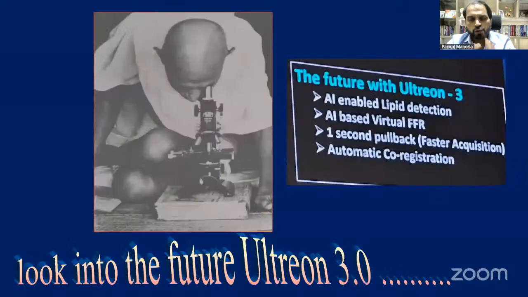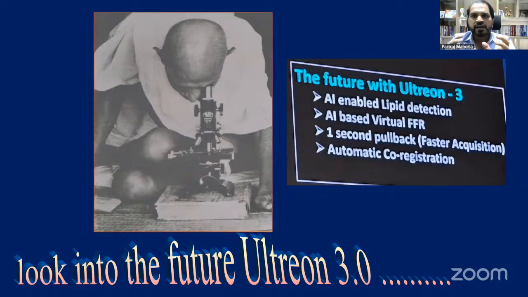Thank you. And the last slide is about the future, Ultron 3.0. What is Ultron 3.0 bringing to us? It is bringing important features. First is automatic digital co-registration. In Ultron 2, we have to do manual co-registration. It is not digital. Here we will get digital co-registration. We will get a faster pullback, within 1 second. The faster speed will lessen the dye and increase the image quality.